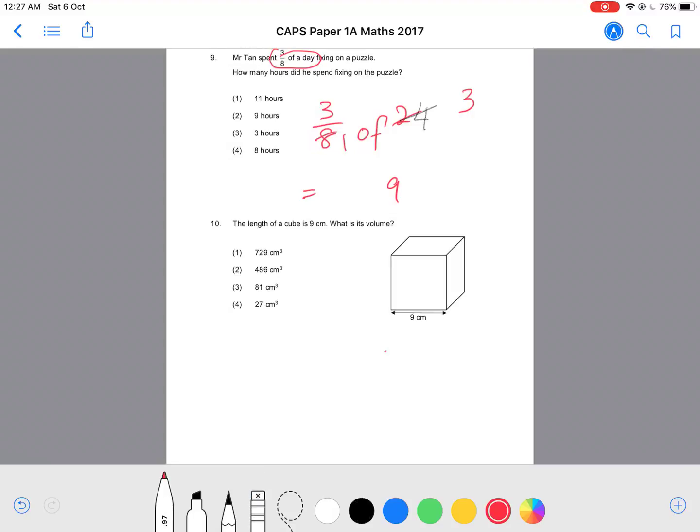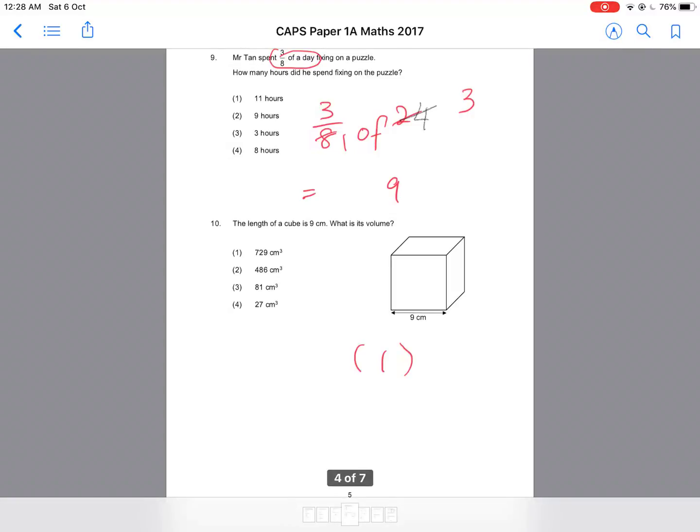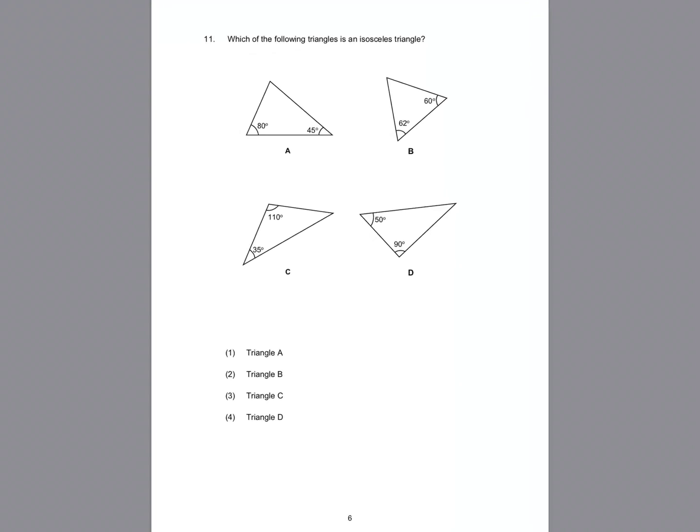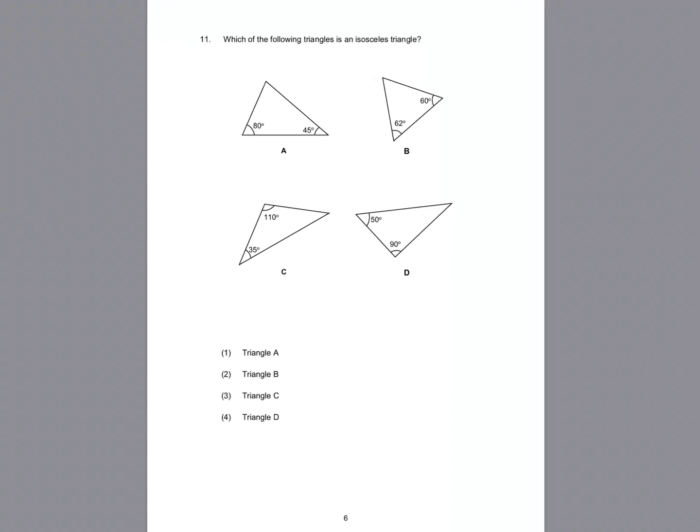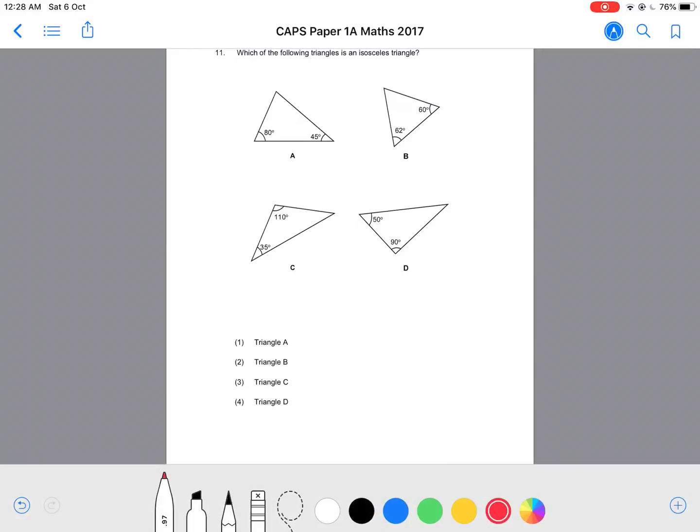Number 10, the answer is 1, also very easy. Moving on, question 11, the answer is, in this case, 3.